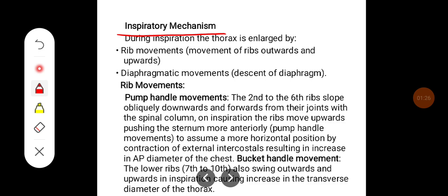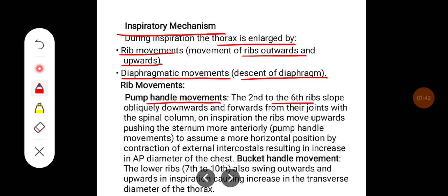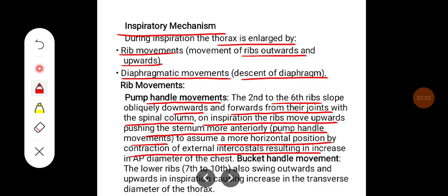Inspiratory mechanism. During inspiration, the thorax is enlarged because of the rib movements, that is, movement of the ribs outwards and upwards, and the diaphragmatic movements, that is, the descent of diaphragm. Rib movements can be pump handle movements. The second to sixth ribs slope obliquely downwards and forwards from their joints with the spinal column. On inspiration, the ribs move upwards, pushing the sternum more anteriorly, which is called pump handle movement, to assume a more horizontal position by contraction of external intercostals, resulting in increased AP diameter of the chest.